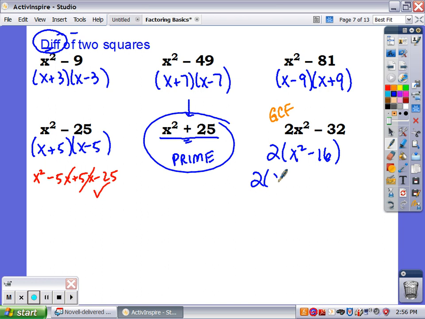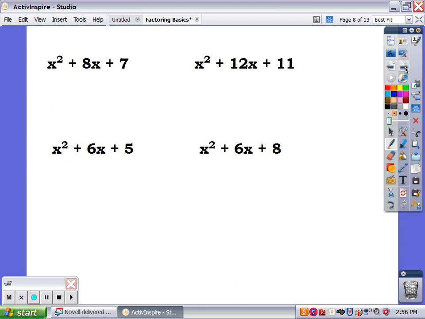The beauty of these problems is sometimes you can go a step further because there might be a difference of two squares hidden in there. If you can go further, go ahead and do it. Now let's look at the more classic ones.